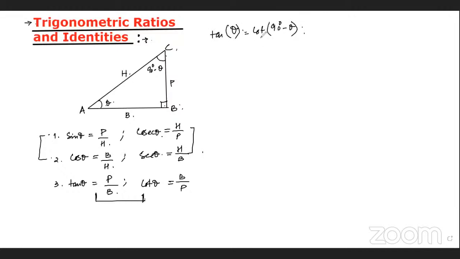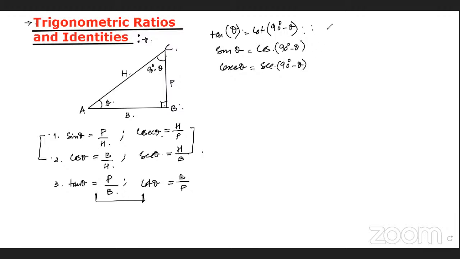See that it's quite simple. Tan theta is equal to cot of 90 minus theta. Similarly, sin theta is equal to cos of 90 minus theta, and finally, cosecant theta is equal to what? Secant of 90 degrees minus theta.